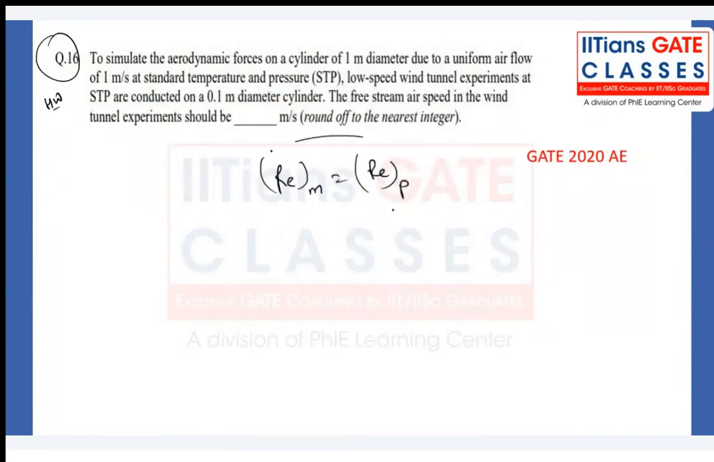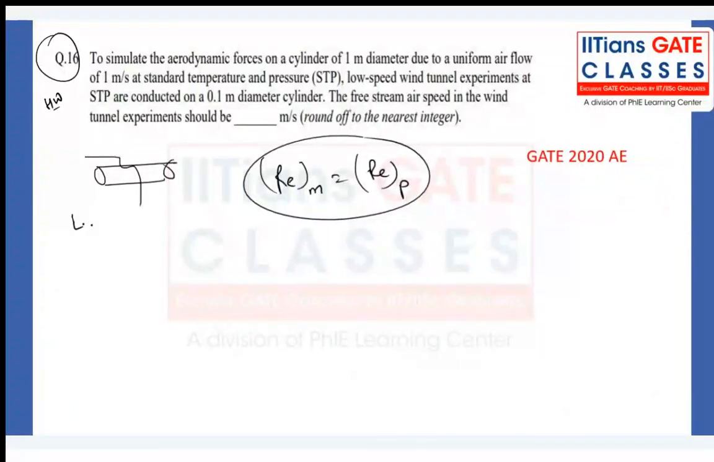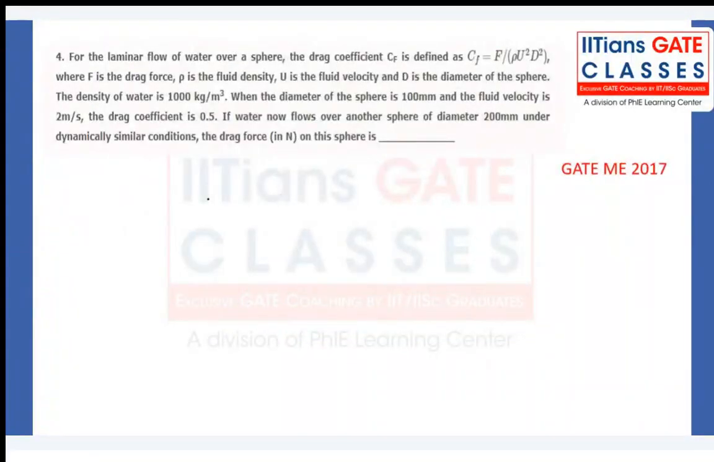Again, they have given the cylinder. For a cylinder, whatever the flow is, you can take the characteristic dimension to be what? A D. I told you, right? Characteristic length will be D only. In case of a cylinder, length is not that important. This is a good question. Try to see.